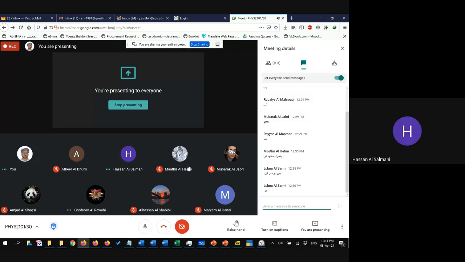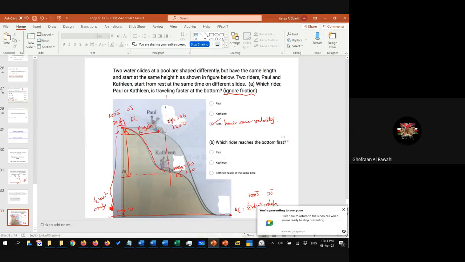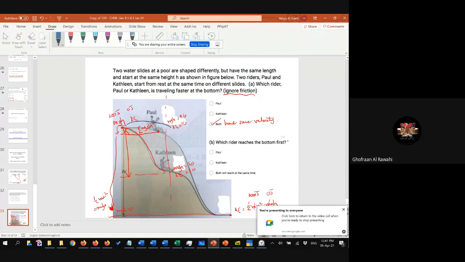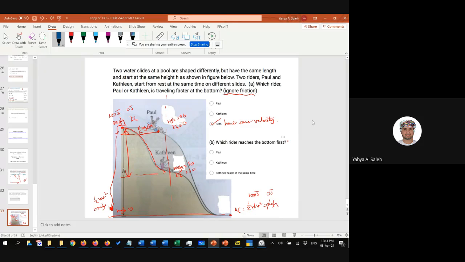Okay. Doctor, they mentioned that the length of the two slides are the same. So if one was, for example, shorter, what's the difference? Shorter as in the length, or shorter as in lower vertically? No, not vertically, the same height. Same height, longer length makes no difference in terms of final velocity. It will still be the same. Yes, but the time. The time will depend on the angle.